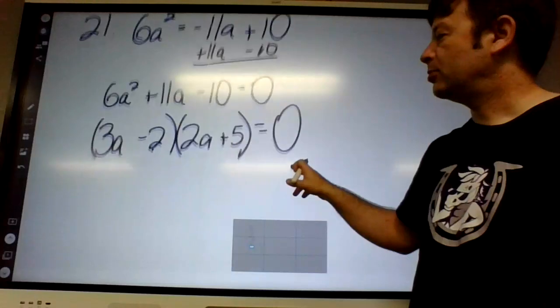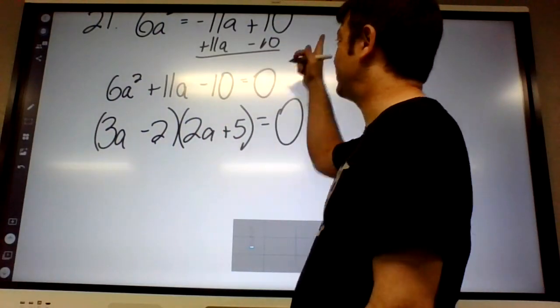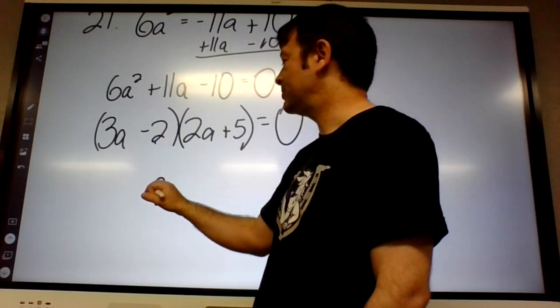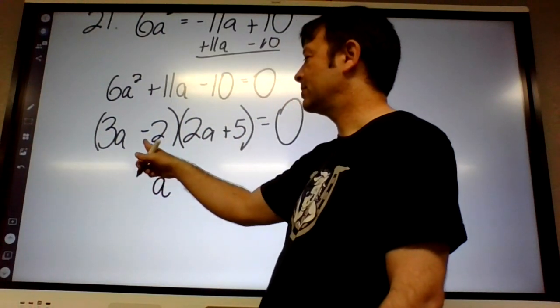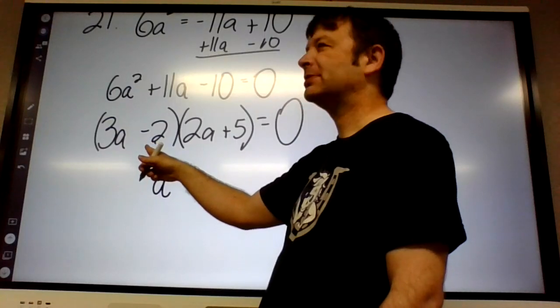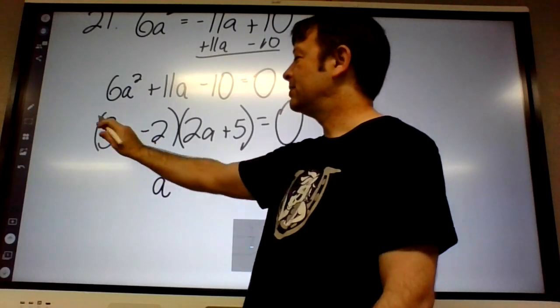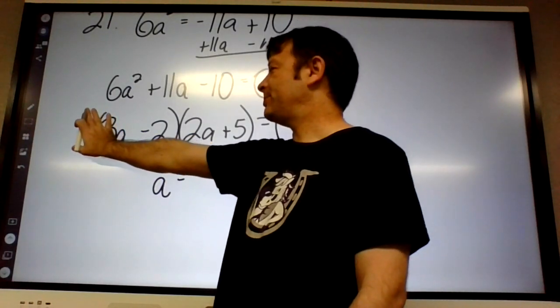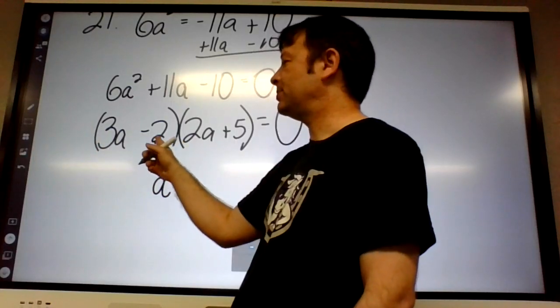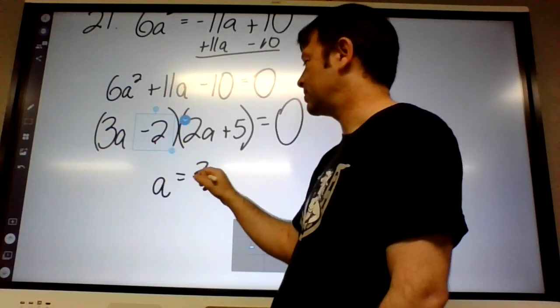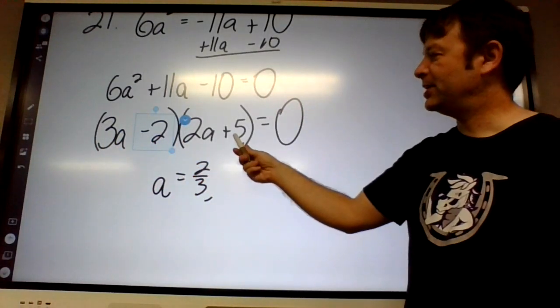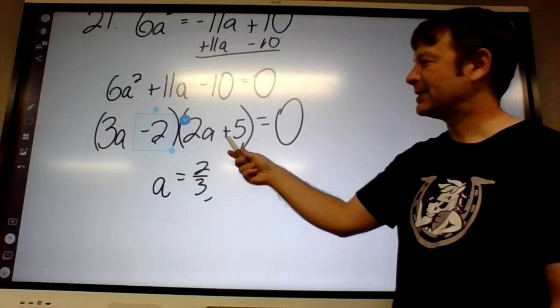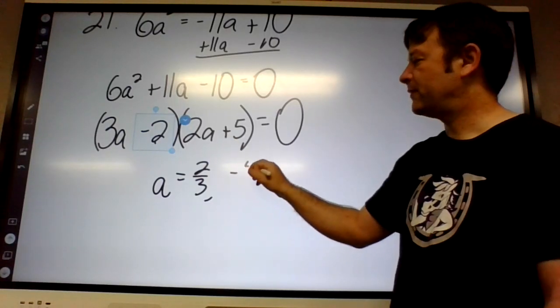Okay, what a values, we just talked about this a minute ago. What a values would make these equal 0? If it was this, it'd be positive 2. So now it's positive 2 over 3. So 2/3. And this one is negative 5/2.